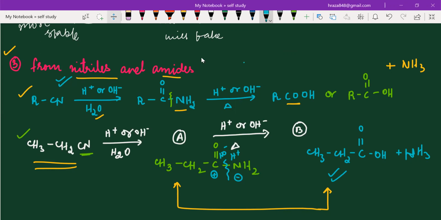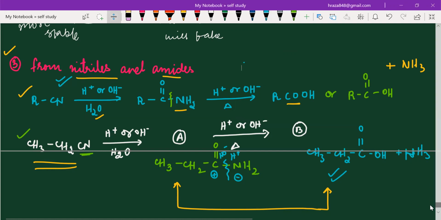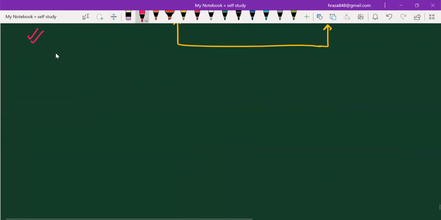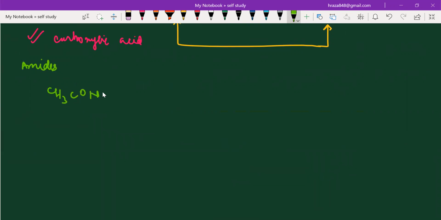So everyone done with this? Can I move to the next part? Yes, sir. Okay, now we just prepared carboxylic acid from nitriles. Now we are going to prepare carboxylic acid from amides. So can you change this to amide? Please let me know the IUPAC name of the product.